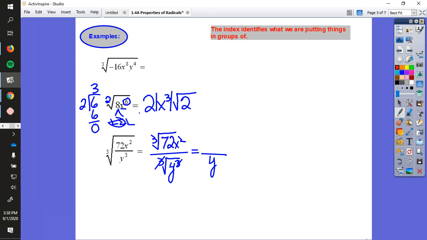For the numerator, if I break 72 down, I definitely know it goes to 8 and 9, and 8 goes to the 3 2's, and 9 goes to the 2 3's. And so I'm putting things in groups of 3, so it looks like I can take a 2 out, but I did leave 2 3's, which is a 9, behind. I didn't have enough 3's, so I have to leave that 9 behind. Notice I don't have enough x's to take out either. I only have 2 of them, and I need 3. So that would be your answer for this one, 2 times the cube root of 9x squared over y.